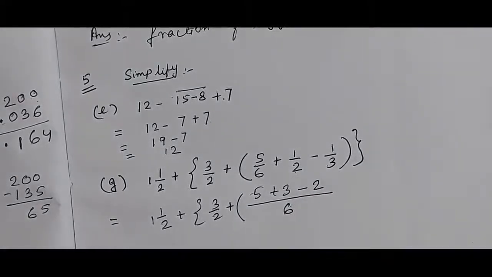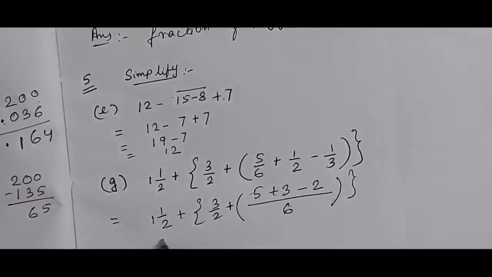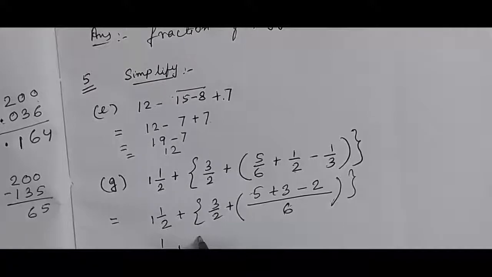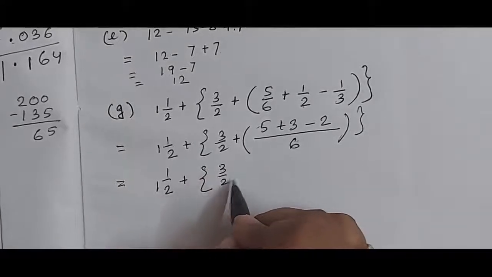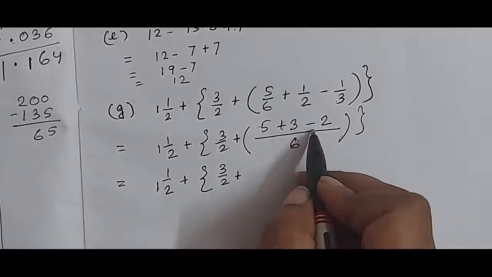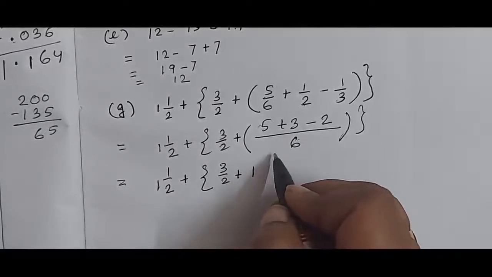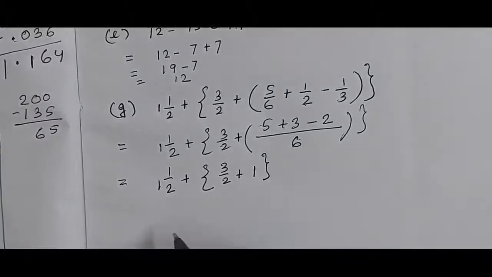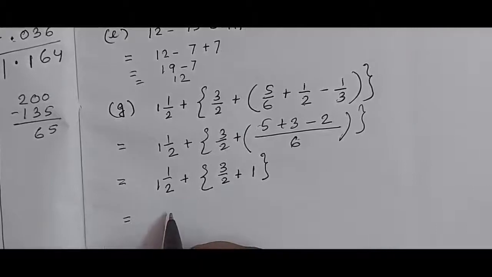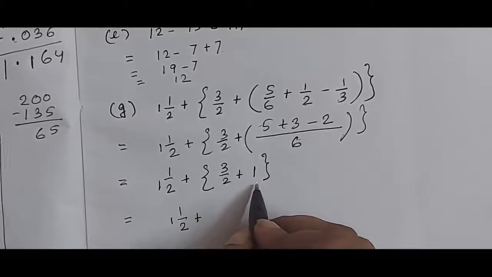Okay, so close the simple bracket, close the curly bracket. What are we going to get? 1/2 plus, open the curly bracket first, and what you will get? 3/2 plus 5 plus 3, 8 minus 2 is 6. 6/6 is what? It is 1. So 3/2 plus 1, and you will close the curly bracket now. Now what you will get after that? That is equal to 1/2 plus 3/2 plus 1 is what?